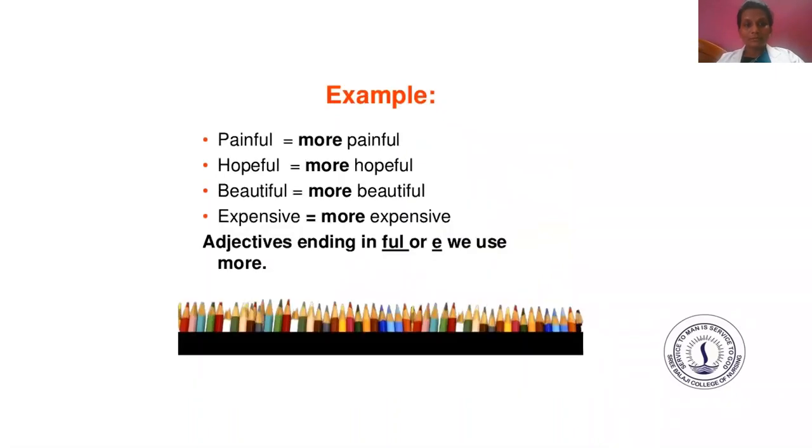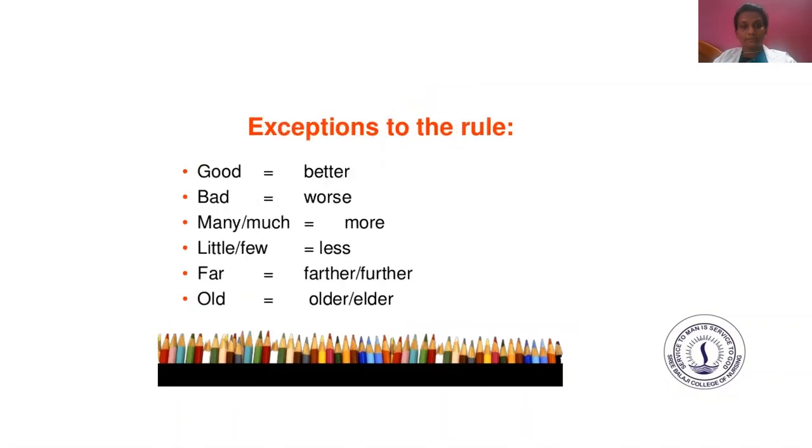And this is very important. When you see an adjective ending in -ful or -ive, we must use "more". So painful becomes more painful. Hopeful is more hopeful. Beautiful, more beautiful. Expensive is more expensive, because expensive ends in -ive. So we must use "more" with the adjective.